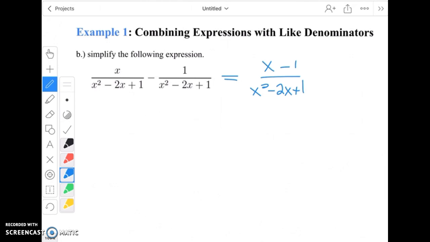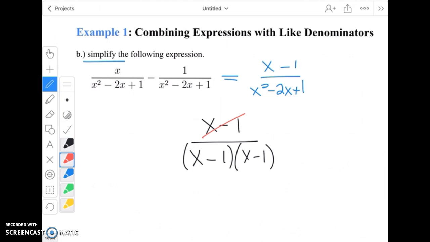Now, what would happen if we were going to simplify? We wouldn't just have what we have right here. So we can factor that denominator down to x minus 1 and another x minus 1. So on top we have an x minus 1. On the bottom we have x minus 1 times x minus 1. So this top piece would cancel out with one of those on the bottom so that we have 1 over x minus 1. And again, we would say x cannot be equal to 1 because if I plugged in a 1 for x, we would get a 0 in the denominator.